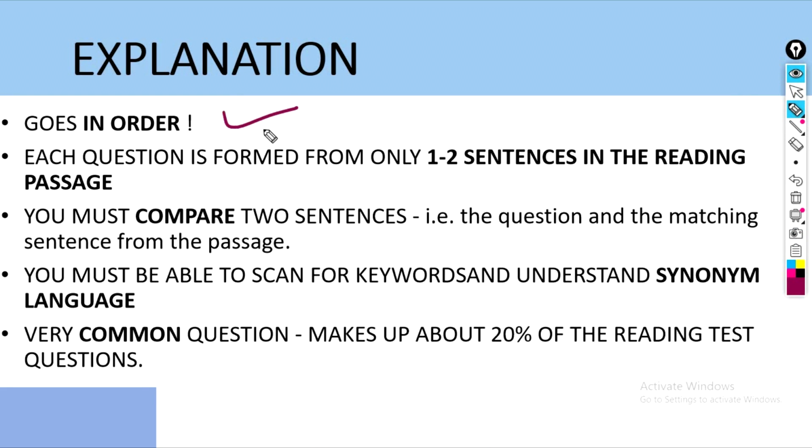This question type always comes in order, and this is also an easy question type. Just like other question types, each question is formed from only 1 to 2 sentences in the reading passage. So you never really have to read more than 1 to 2 sentences.